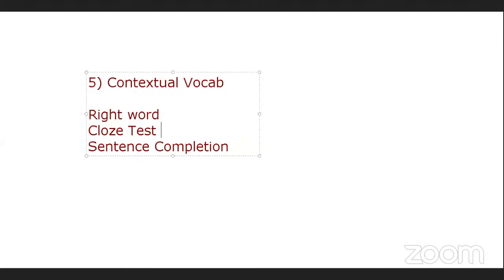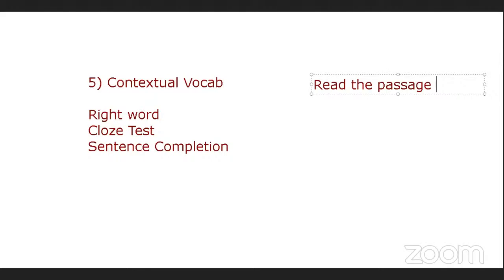Simple. The strategy is first read the entire passage. And just like RC, try to find out what is the meaning of the passage. What is the author trying to say? And then eliminate. Use the strategy of elimination. Eliminate the options. Remove the options which don't fall in the purview of the passage. That is called as contextual vocab.